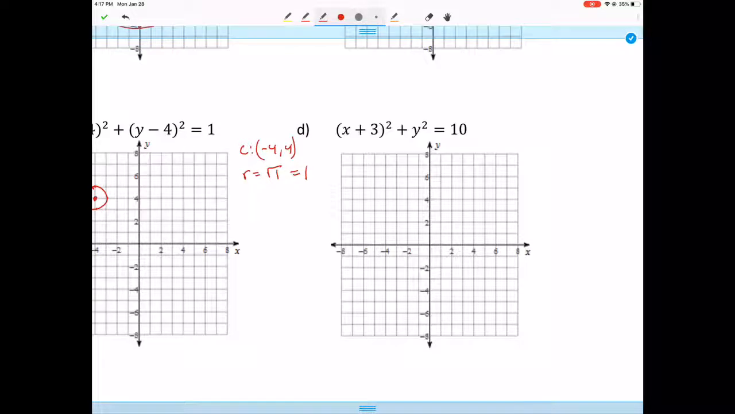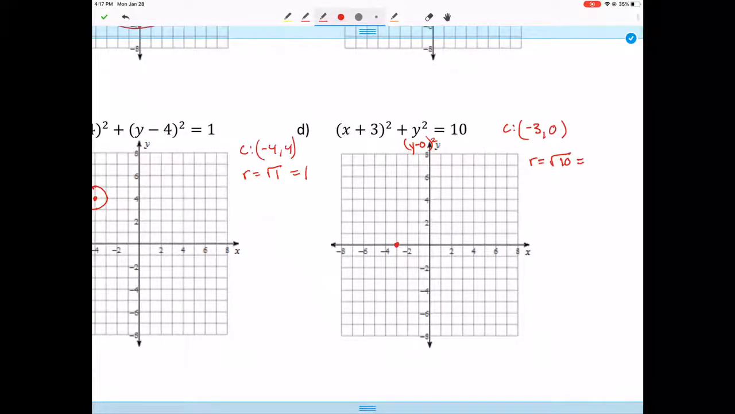Okay, next one we have the center is -3, 0. Again, if we don't have a parenthesis, that's like y minus 0 squared or something like that. So all you do is write a 0. Okay, so we have our center is at -3, 0. And then our radius equals the square root of 10.